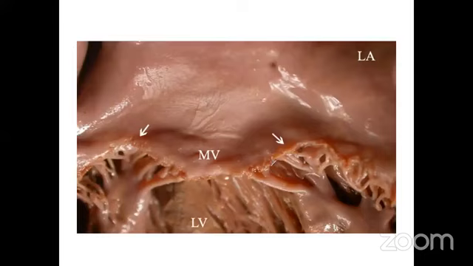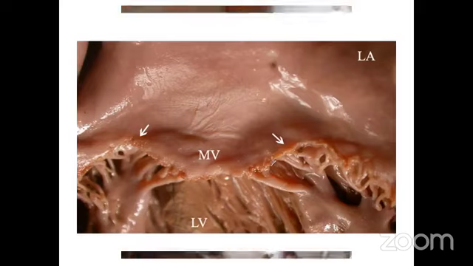The next important aspect that we see are the vegetations. So here we see very crumbly, tan colored, minute pinpoint vegetations which decorate the entire line of closure. Along with that, there is fusion of the commissures, thickening of the valvular leaflets, as well as prominent changes in the chordae. So the diagnosis has to be rheumatic verrucous endocarditis.